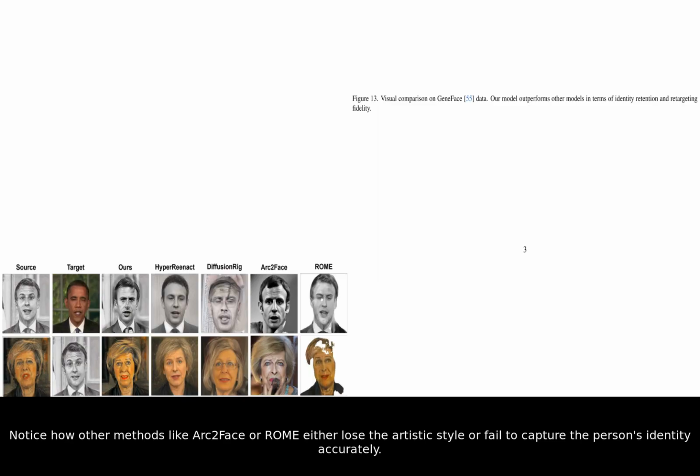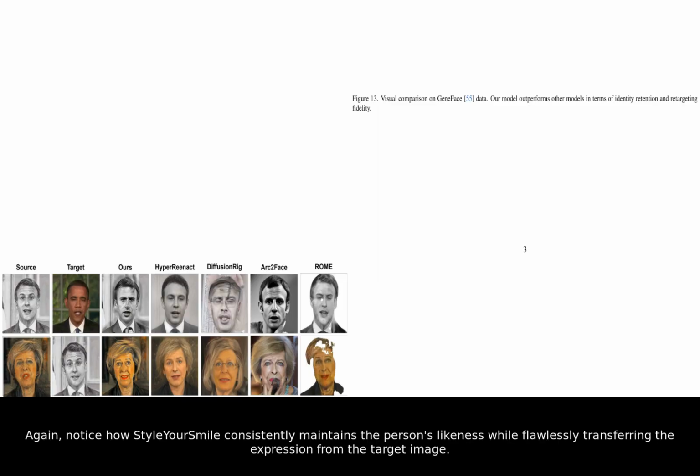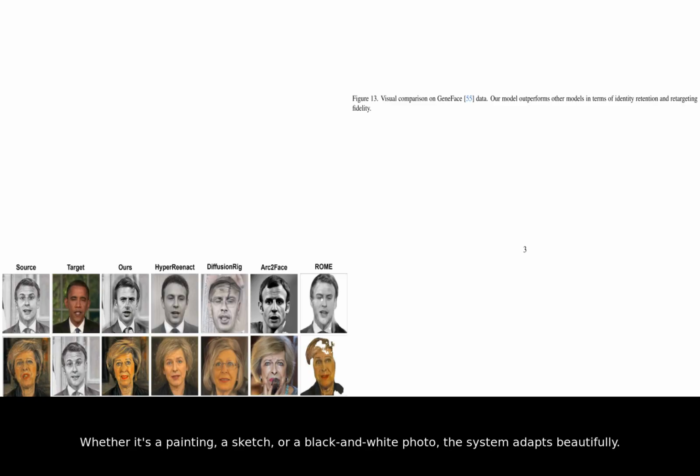Notice how other methods like Arc2Face or ROME either lose the artistic style or fail to capture the person's identity accurately. Here on page 14, we can see even more examples on a different dataset. Again, notice how StyleYourSmile consistently maintains the person's likeness while flawlessly transferring the expression from the target image. Whether it's a painting, a sketch, or a black and white photo, the system adapts beautifully.